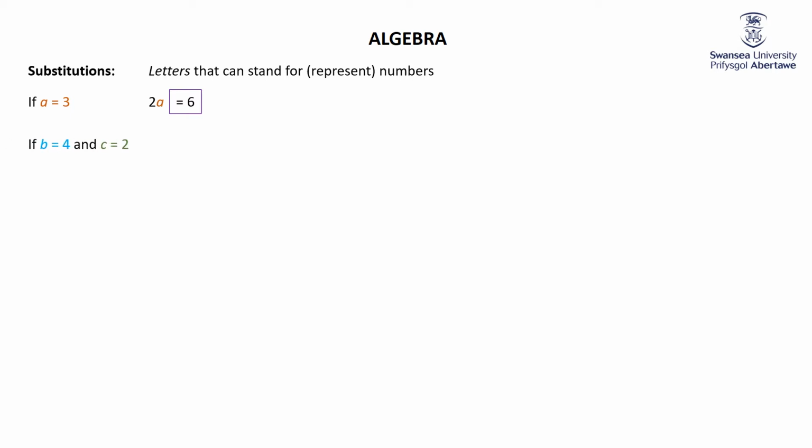If b is 4 and c equals 2, what's 3b plus 2c? Well, b is 4, so therefore 3 times 4 is 12. c is 2, 2 times 2 is 4. 12 plus 4 is 16.